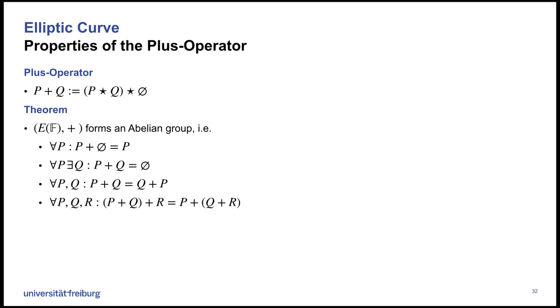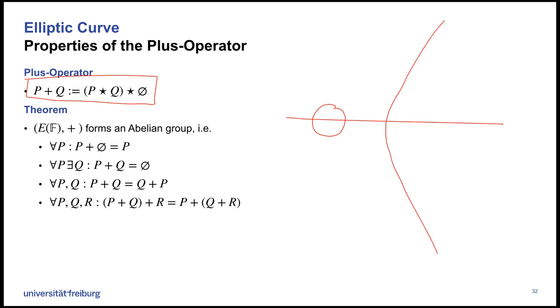The operation we are working with is the plus operator. Okay, the plus operator is a star operator applied twice. So let's look at one of these. Assume that this is your cubic curve, and now I want to do a P plus Q. So I have maybe, this is P, and this is Q. So first I have to compute the star operator.